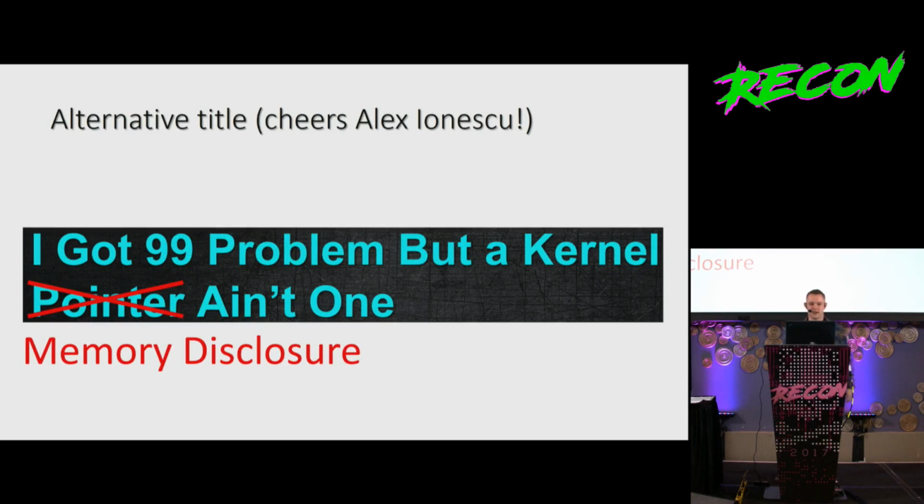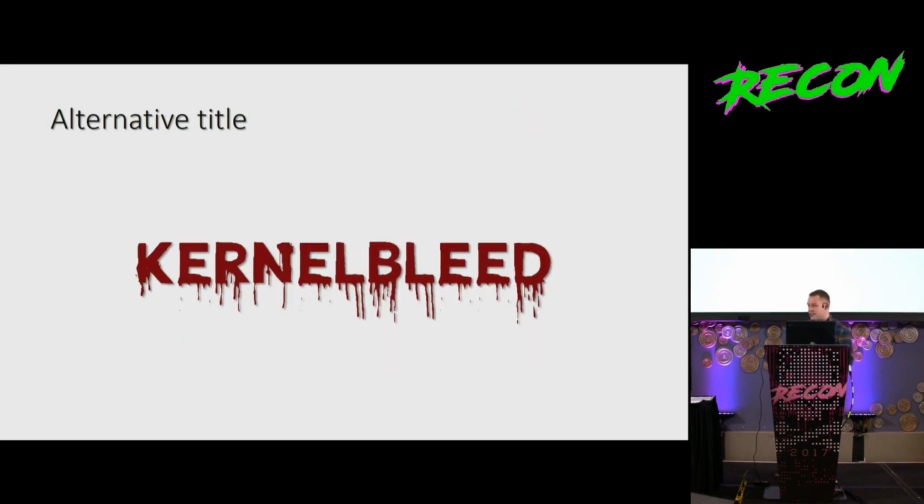The first one could be "I got 99 problems, but kernel memory disclosure ain't one", which is a modification of a title given by Alex Ionescu 4 years ago here at RECON as well. But even without this modification, I think it would work as well, because kernel memory disclosure often leaks kernel pointers as well. And another one is "kernel bleed", because it seems that nowadays everyone wants to have a bleed vulnerability, so I figured that is my best chance to have one as well. So there you go, kernel bleed.